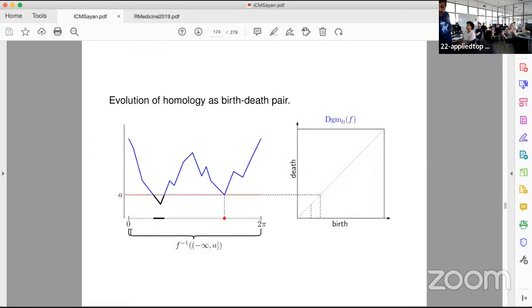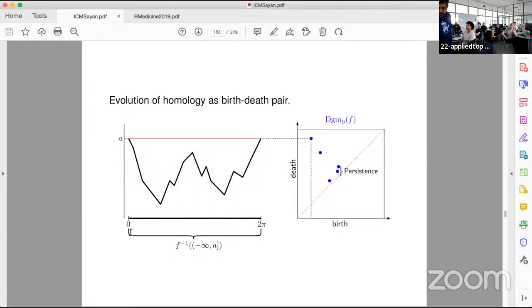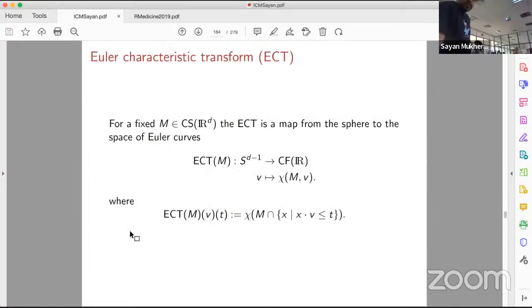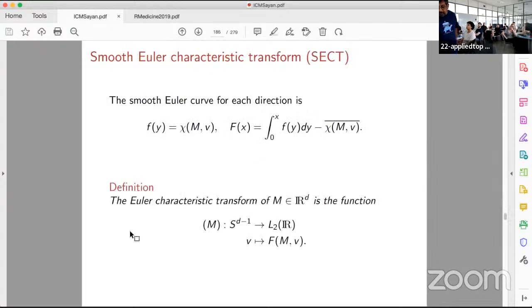Homology. This is more theory in like 3 minutes. So this gives you the diagram. Okay. So the Euler characteristic transform, if you look at it, you have your shape, you go in a direction v, go distance t, you look at the sublevel set, you compute the Euler characteristic. This is a smooth one. What's nice is you go from the sphere to function L2. So let me tell you why that.